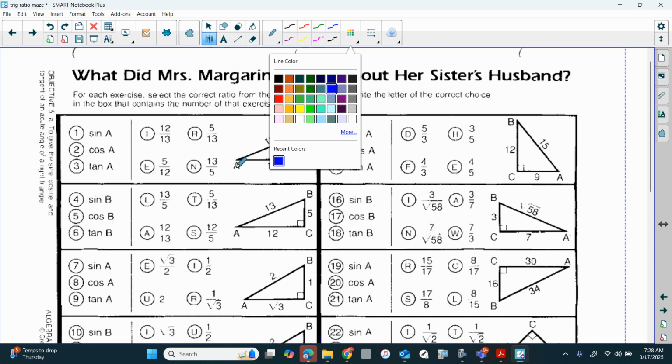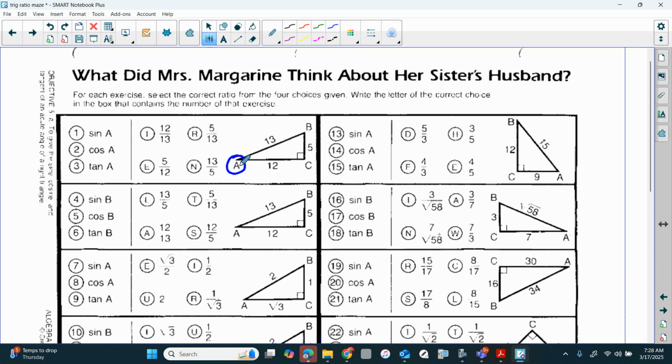Yeah, so here we have the sine of A. A is your reference angle. If I look here, in reference to this angle, the opposite would be the 5, the adjacent would be the 12, and always opposite the right angle is the hypotenuse. So sine of A is opposite over hypotenuse, which would be 5 over 13, which is, I think, an R. So what you're going to do is find the ratio for the choice, and then write the letter of the correct answer choice in the box that contains the number.